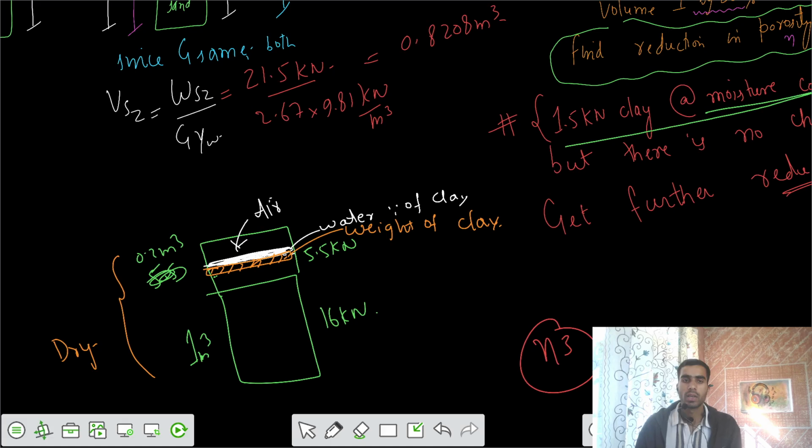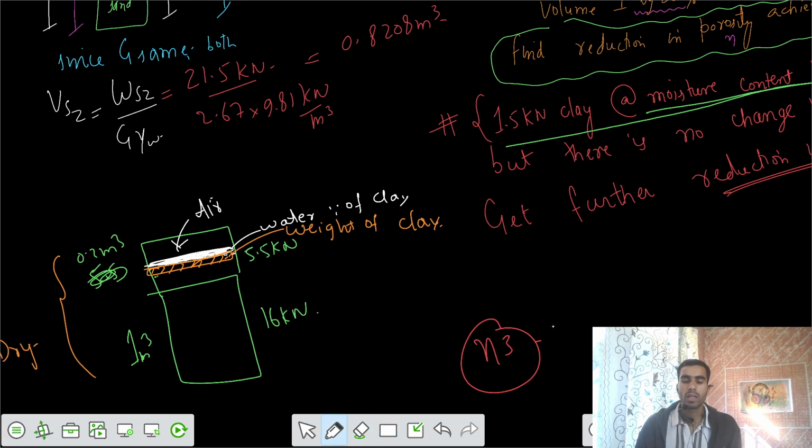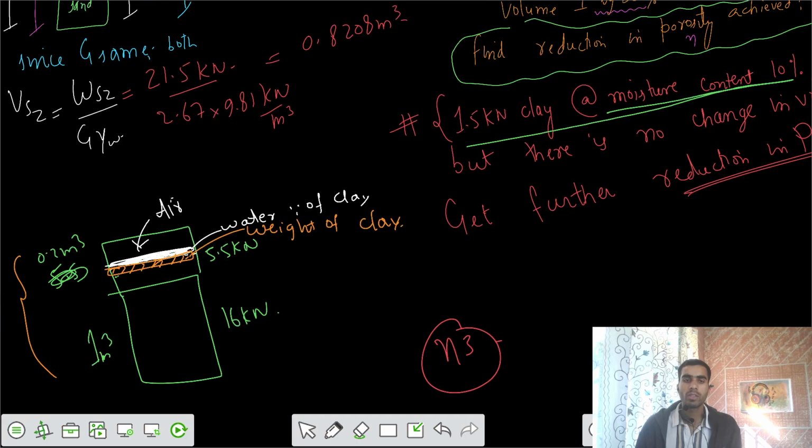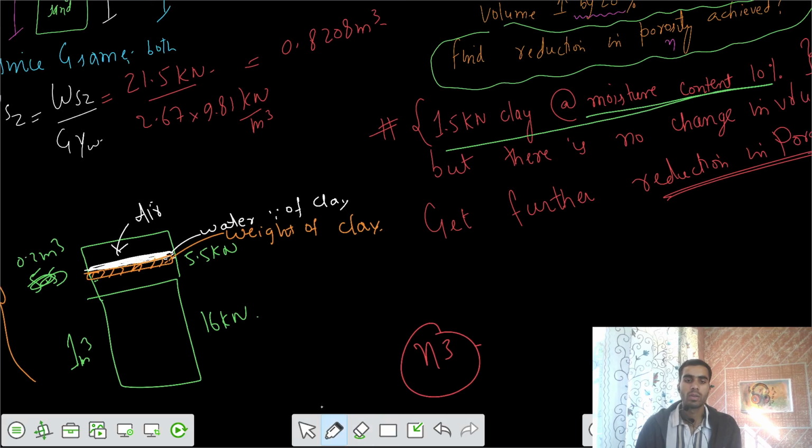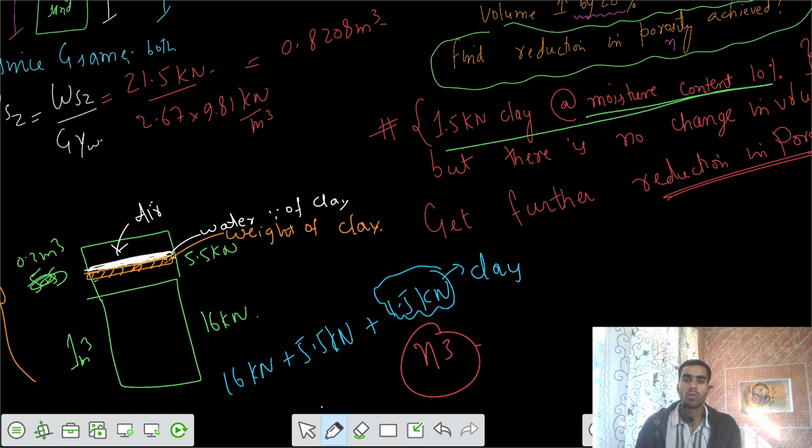Weight of the clay. So the final weight of the soil solids is how much now? The weight of the solids is now 16 kilonewton because of the initial value, and 5.5 kilonewton because of the second condition. And because of the third condition, we are adding 1.5 kilonewton. This is because that's clay, which has moisture content also. So we can get the dry weight from the relations we know.